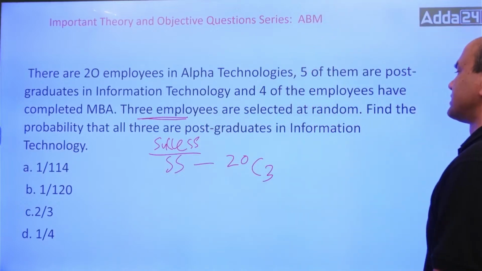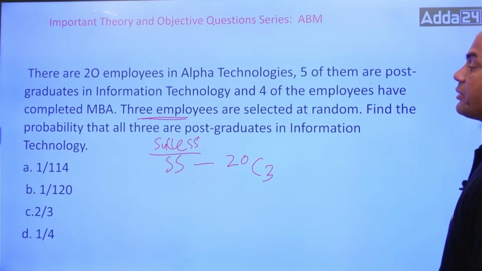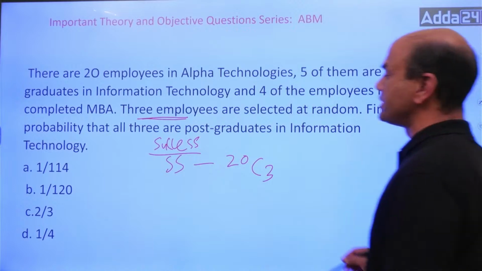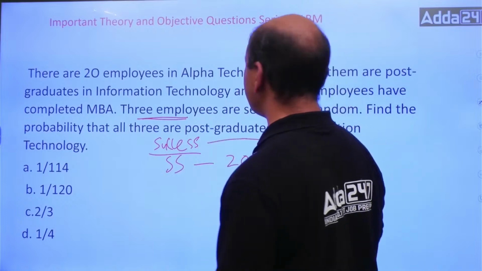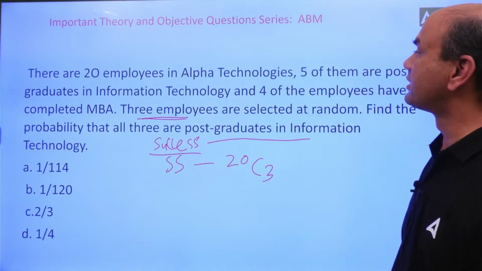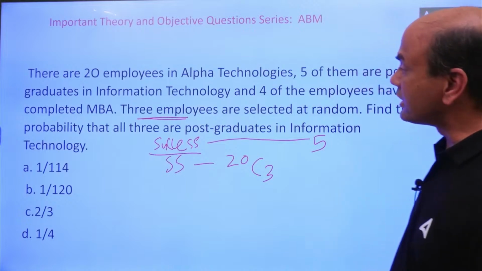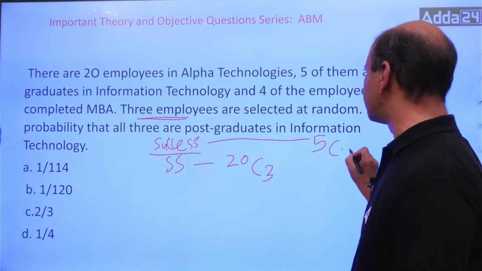Now what do you want? What is the success? Find the probability that all the 3 are postgraduates in IT. So success means what? You want IT guy only. How many IT guys are there? 5. So out of 5, you want all the 3. So out of 5, you have to select 3.